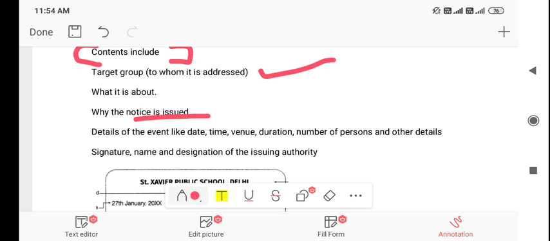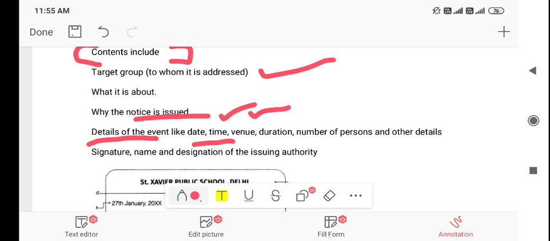And we have to mention in particular the details of the event. For example, Republic Day is going to be celebrated, so we have to write that on 26th January Republic Day is going to be celebrated, or when that essay competition or particular event is going to be conducted. We have to mention all those things: the time, at what time, and the venue.